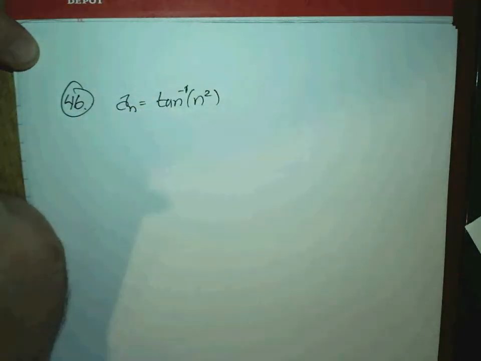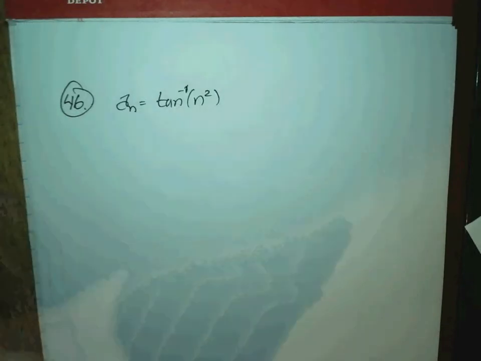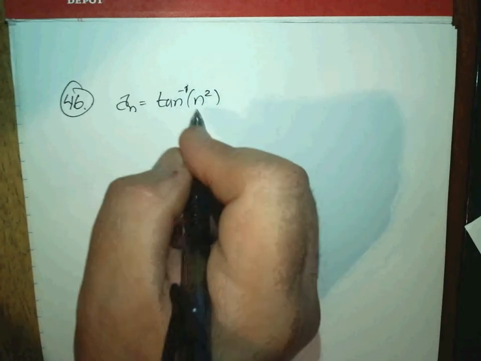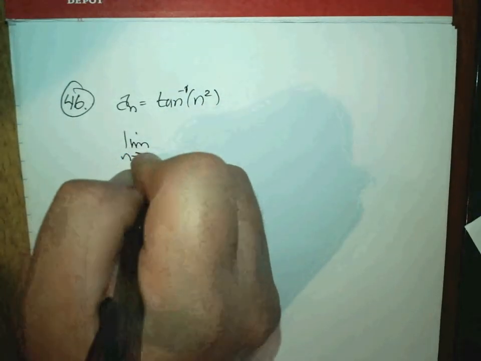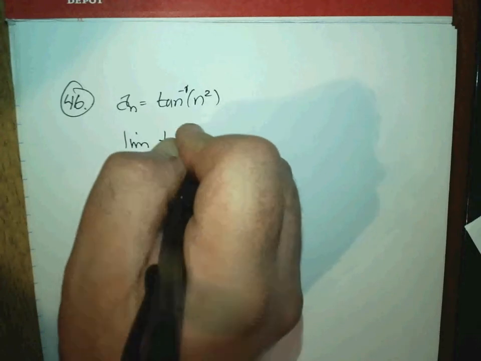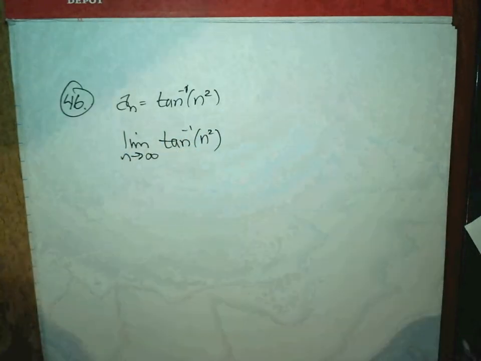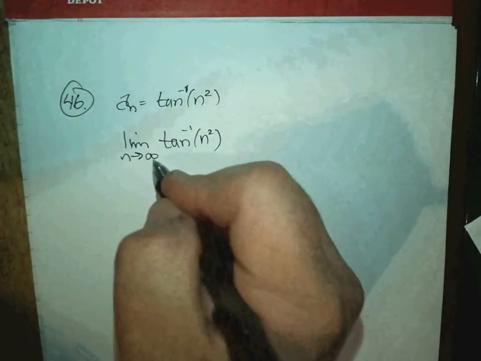Problem number 46. The author asks you, for a sub n equals the inverse tangent of n squared, what's the limit of that? And see if that tells you whether this function generating a sequence converges or diverges.